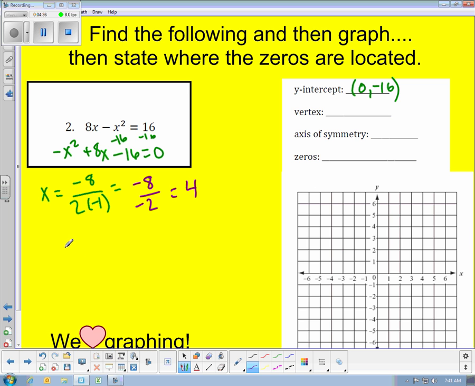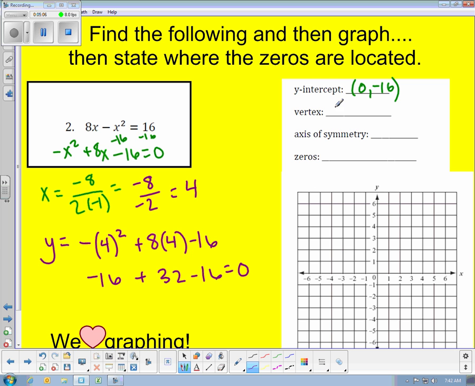And then I need to plug that back in and find the y value of the vertex. So I have the opposite of 4 squared. Be careful with that one. You square 4 first and then take the opposite. So plus 8 times 4 and then minus 16. That's going to give me negative 16 because 4 squared is 16 and the opposite's negative 16, plus 32 minus 16, which ends up being 0. So I have (4, 0), and then my axis of symmetry is always the same.